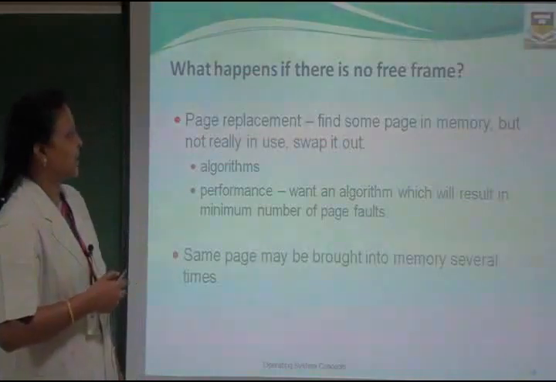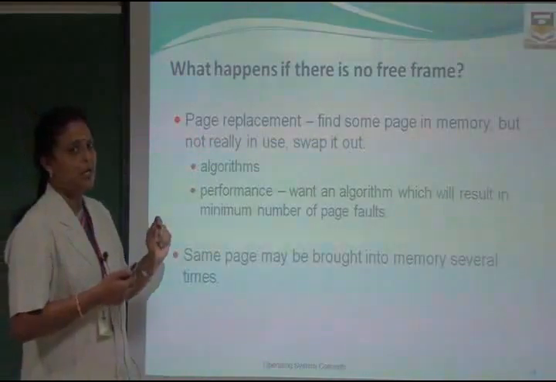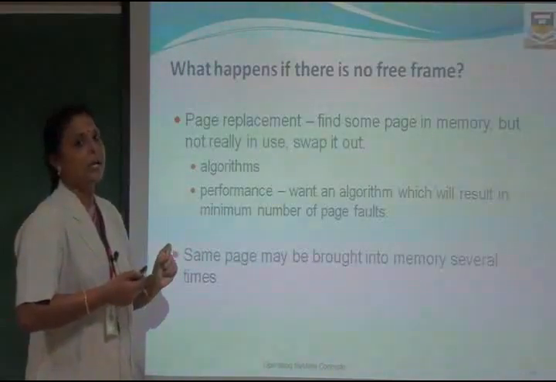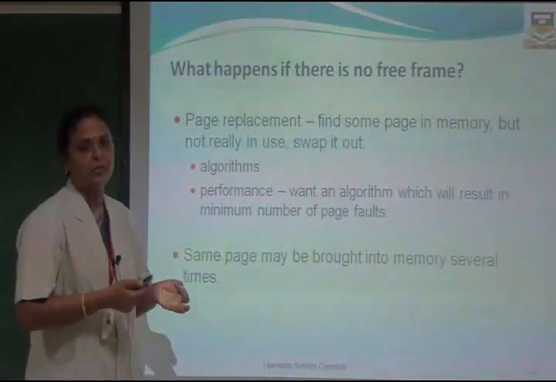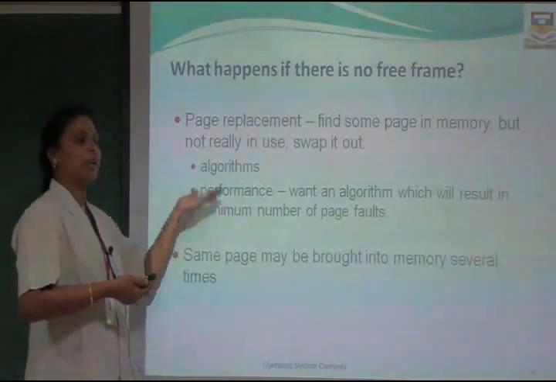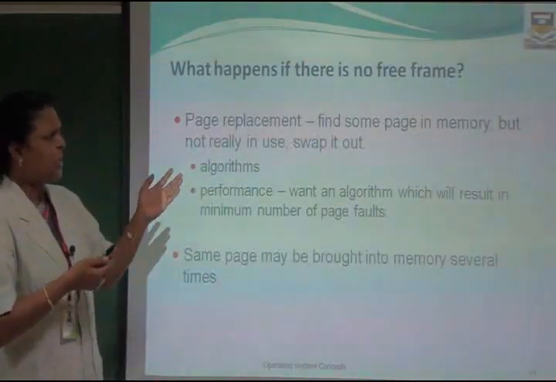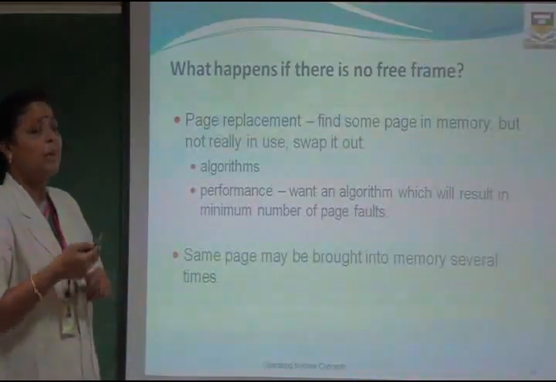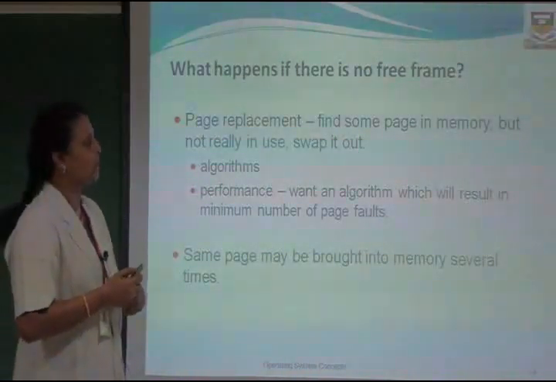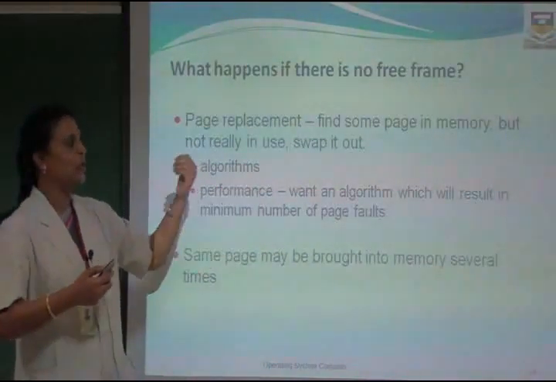So the operating system will do that page replacement. Before finding the page for replacement, it has to check the priority of the page, whether that page is already used or not, and whether it will be referred to in future. So it has to consider a lot of constraints. First it has to find some page in memory that is not really in use. If there is a page like that, then swap it out, and in that particular frame load the new page.